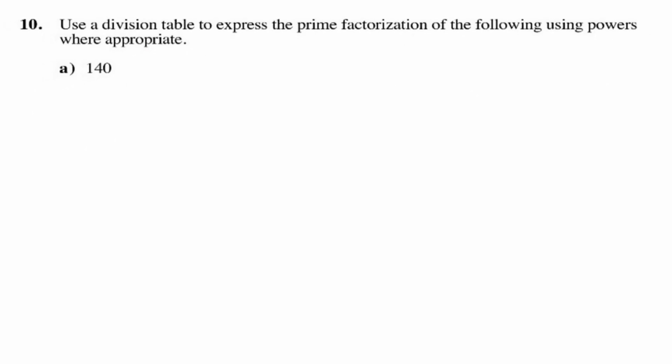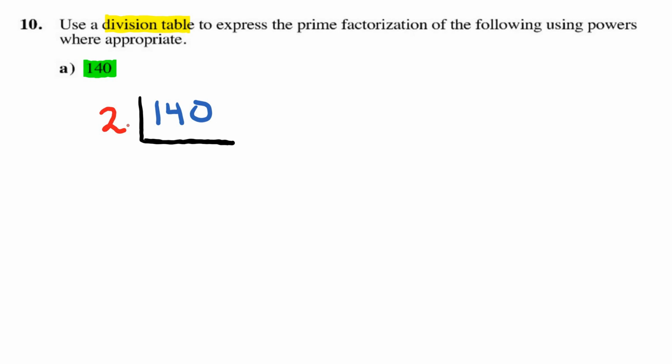Question number 10, use a division table to express the prime factorization of the following using powers where appropriate. Okay, so let me introduce this concept of a division table here. The whole number that we have is 140. The way I do a division table is I write out the number 140, and then I draw this sideways L here. Sometimes I call this the ladder method. We want to think of numbers that divide into 140, and usually I like to start off with the smallest number possible, and since 140 is even, I'm going to use the number 2 here.